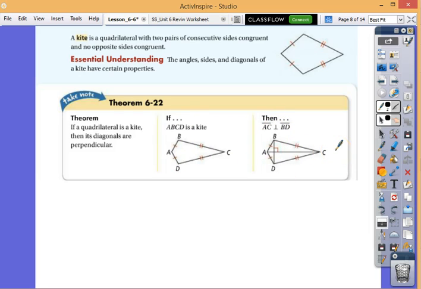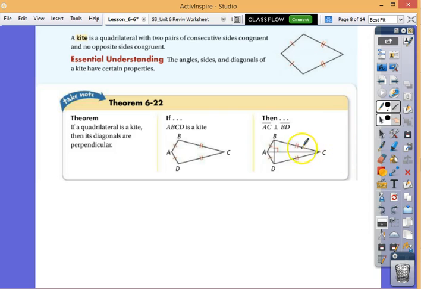What else has perpendicular diagonals? A rhombus. So just because I tell you a figure has perpendicular diagonals doesn't mean you can immediately tell me it's a rhombus or a kite. You have to know whether or not it's a parallelogram or not.